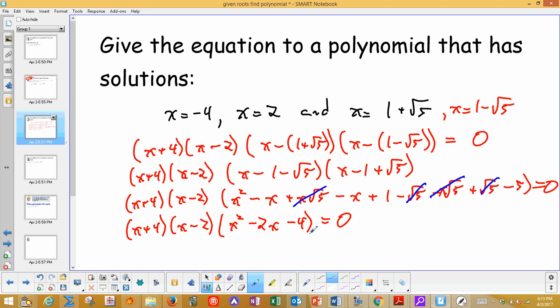Okay, I could continue to multiply this out. You can kind of see how I'd be working backwards. I'd get to this point, and I'd have to use the quadratic formula, and that would give me these two answers. Okay?